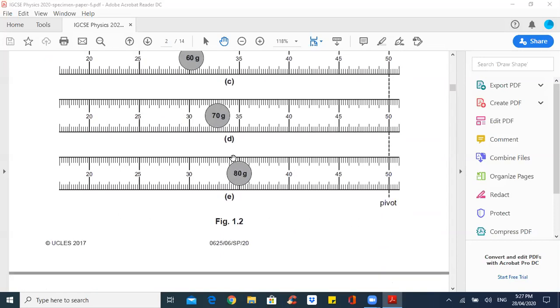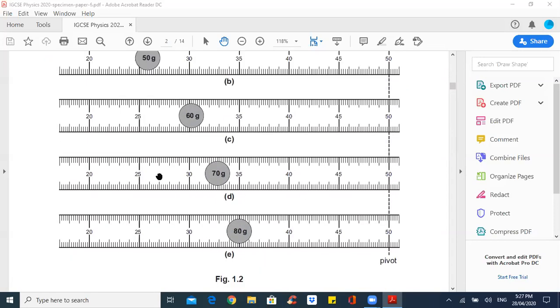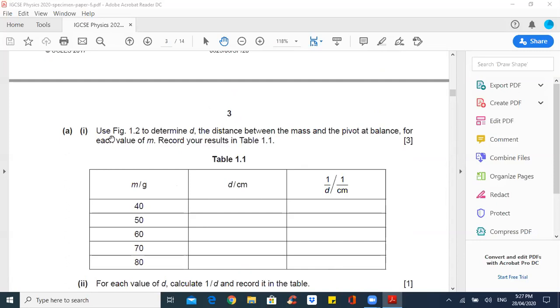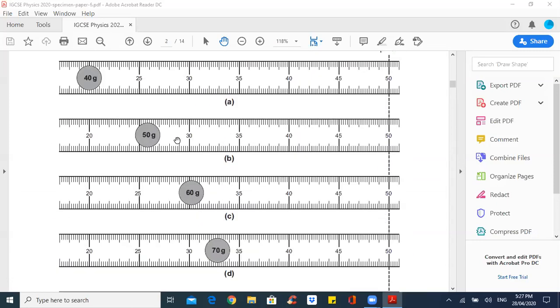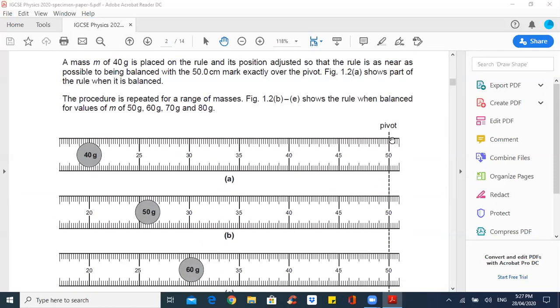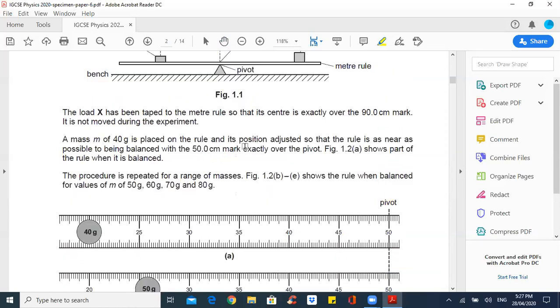They are asking the question here, which is all of those here. They are asking you in part A of the question, part 1, figure 1.2, to determine D. So we need to follow this table here between the mass of the pivot and the balance for each value of record. Now mind you, 50 here is this part here.